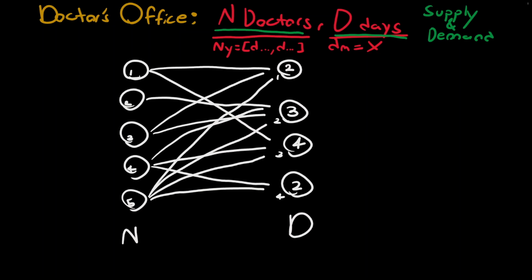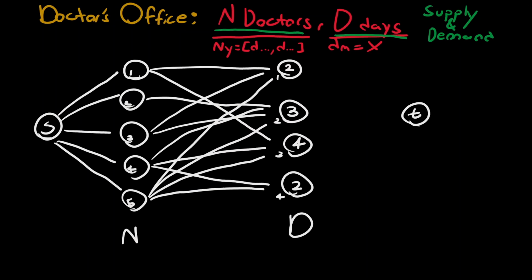Now we have multiple suppliers and multiple demanders, so we're going to use a super source and a super sink. Now, can you guess what we're going to put for our super source, what we're going to put for these middle capacities, and what we're going to be putting for these sink capacities?